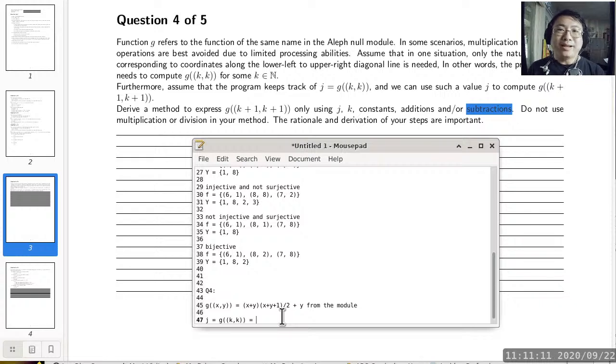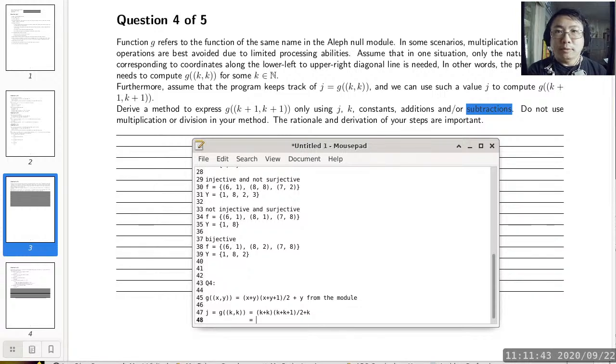So the next step is to make use of that particular definition and apply it specifically here. What would G of KK look like using the G function? That would not be too complicated, because we got K plus K, and then we got K plus 1, because both x and y are k's, right? So we divide it by 2, and then after the whole thing is done, we add one more k because y is k as well.